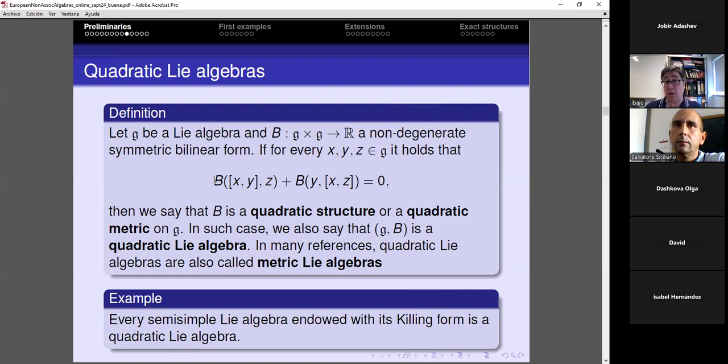So, since the Killing form gave a 2-plectic structure on semi-simple Lie algebras, we thought that it was quite reasonable that on every quadratic Lie algebra we could find somehow a 2-plectic form which can be constructed with the quadratic form. But this is not exactly the case, although in many cases one can.